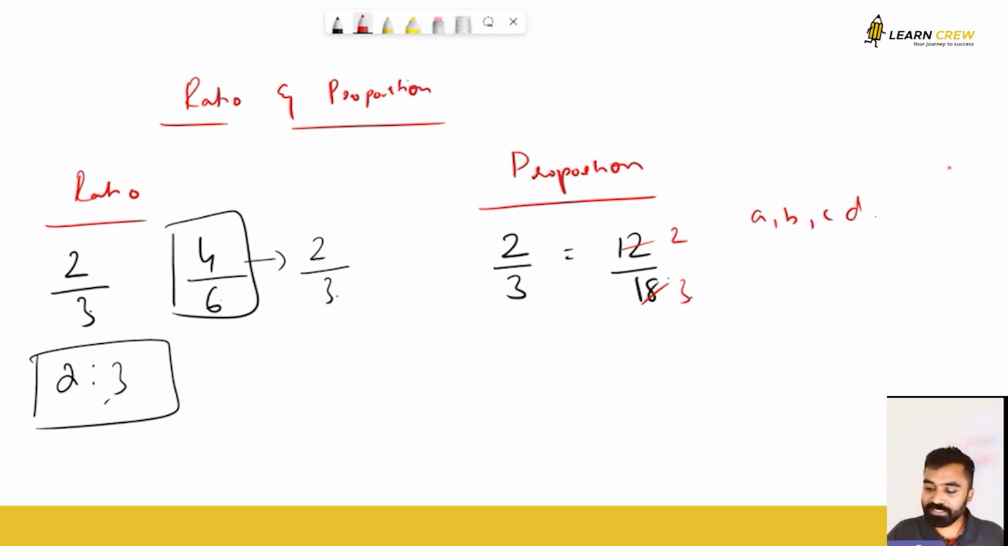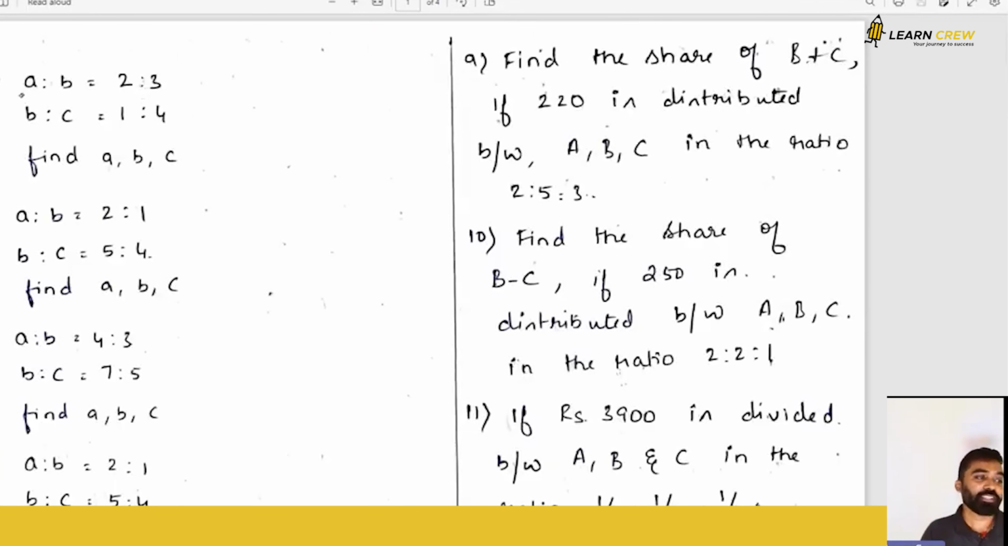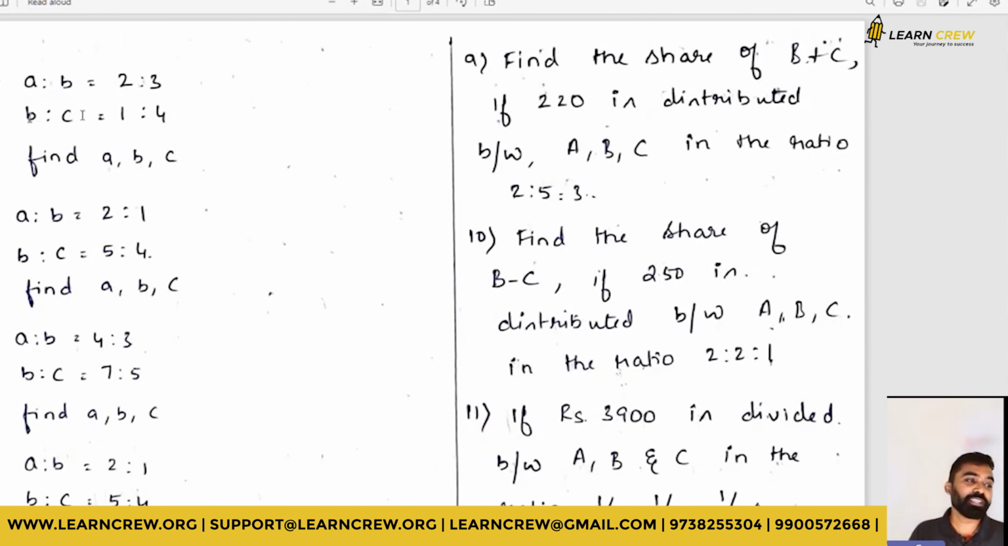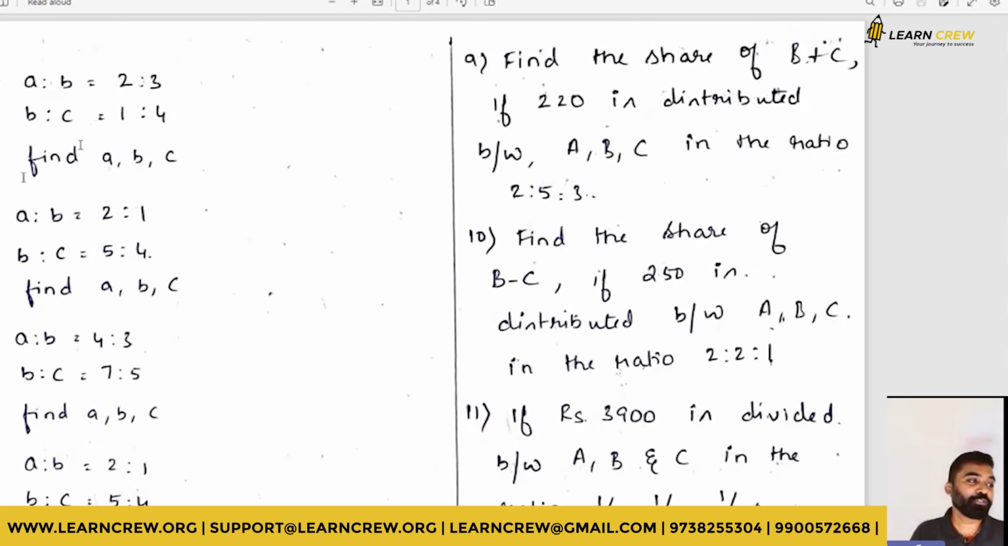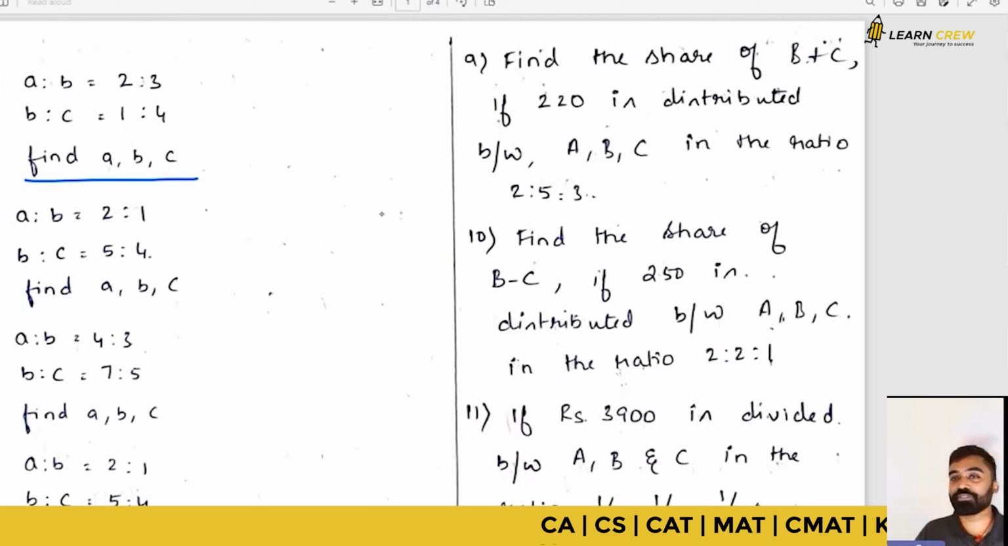Now, in this topic, am I going to get all easy questions? Not exactly. Let us start by seeing one of the simple examples. First question: A is to B equal to 2 is to 3, and B is to C equal to 1 is to 4. They have asked you to find A, B, and C. How will you approach this problem?